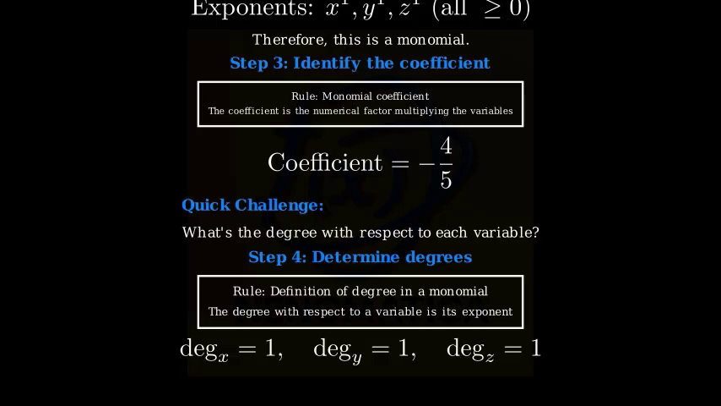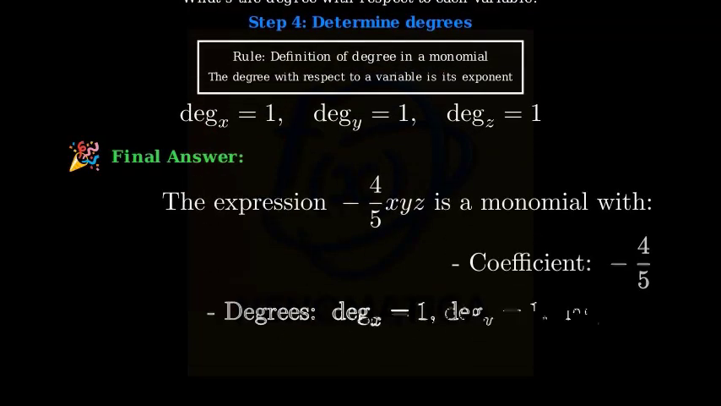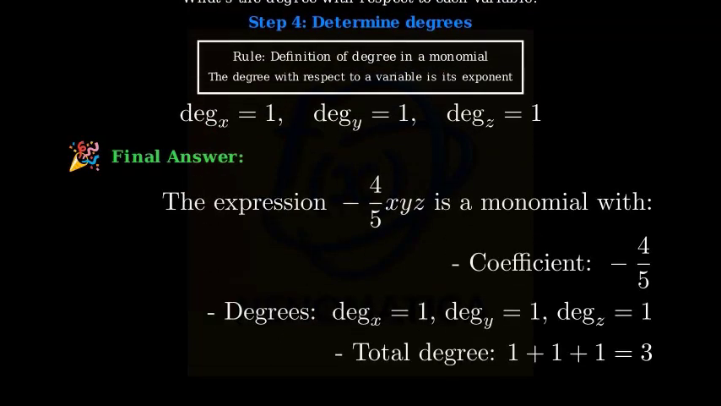Let's summarize what we've learned. The expression -4/5 x, y, z is a monomial with coefficient -4/5. The degree with respect to x is 1, the degree with respect to y is 1, and the degree with respect to z is 1. We also call the total degree of a monomial the sum of all variable exponents, which in this case is 1 + 1 + 1, which is equal to 3.